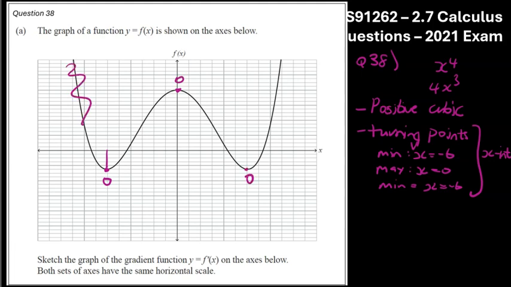But we can also physically see the graph is going downwards here, so that's got a negative gradient. From here to here, the graph is going up, so it's going to have a positive gradient. Here to here, the graph is going down, so again, it's a negative gradient. And then finally, up here, the graph is increasing, so it's a positive gradient. So that also gives us a bit of information to check the cubic itself.